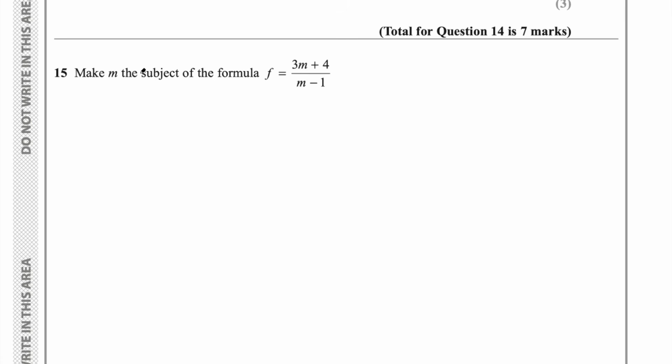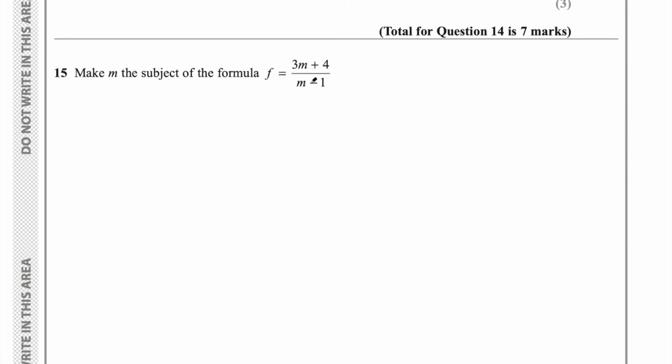Question 15 says make m the subject of the formula f equals 3m plus 4 over m take 1. So we need to rearrange this formula so that m is the subject. In other words, m is by itself on the left hand side and equals something else. When you have fractions like this, usually the first step you want to do, if you can't factorize, you want to multiply that denominator so that we don't have a fraction anymore.